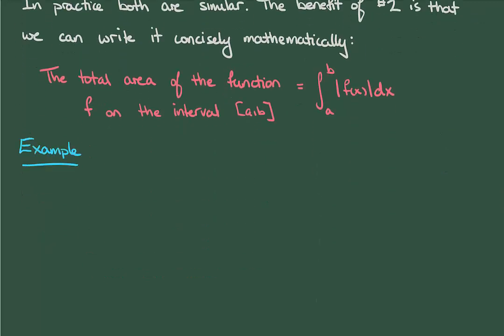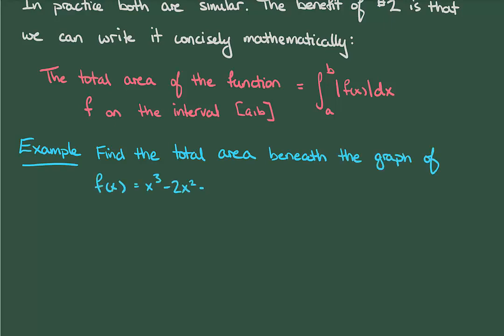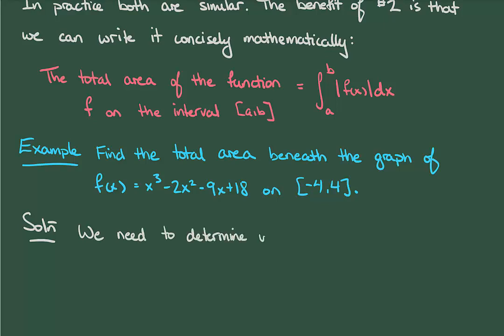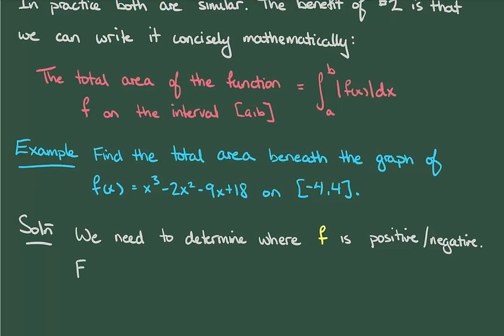So let's do a fairly involved example and find the total area beneath this function on the interval -4, 4. To deal with the absolute value, we need to know where f is positive and where f is negative. We'll start by finding the roots of f, since this is where the sign of f is most likely to change. Factoring our function as much as possible, we find that the roots are -3, 2, and 3.